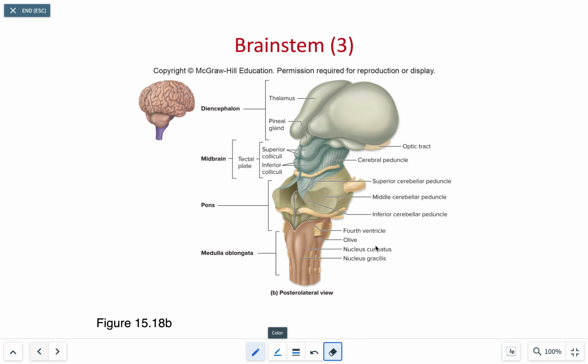The first structure we'll talk about on the anterior surface, mostly on the lateral surface, is going to be the inferior olivary nucleus. This relays ascending sensory impulses, especially proprioceptive information, to the cerebellar cortex.